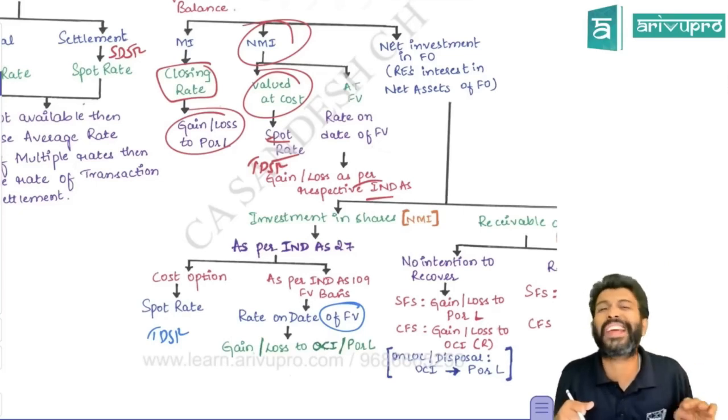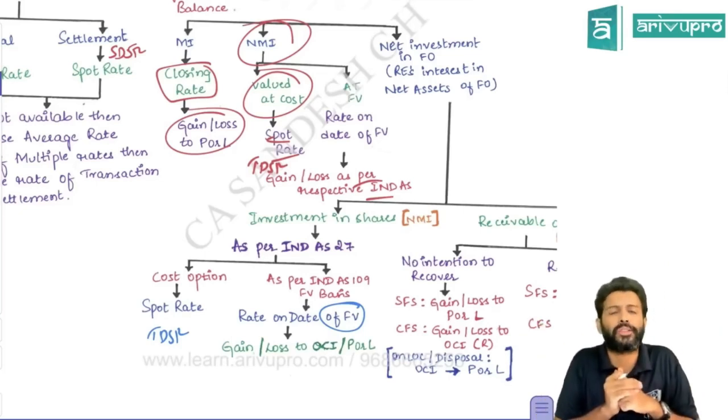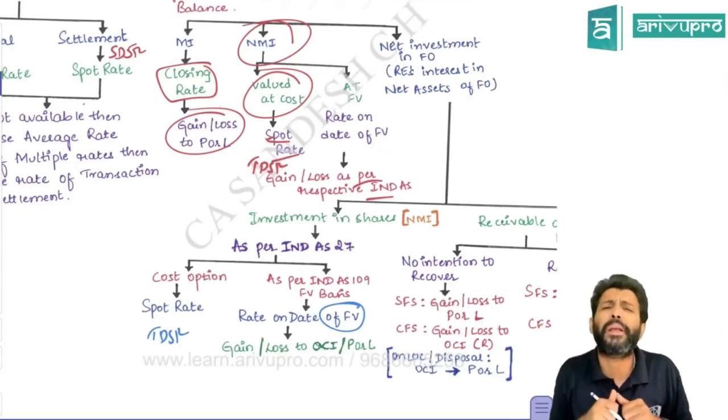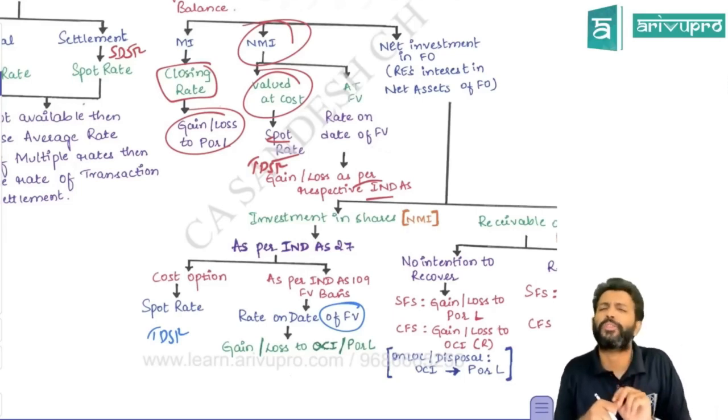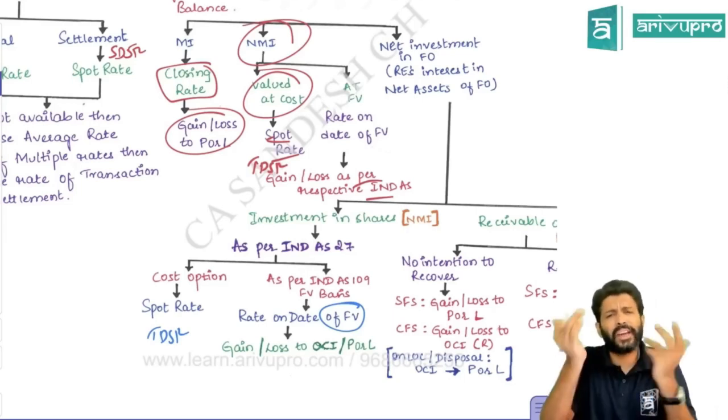So you will get some further gain or loss. So what should we do for this gain or loss? Simple. If you're going for the FVTPL method, what will you do for the gain? Transfer it to the statement of profit and loss. If you're going for the FVTOCI method, transfer the gain to OCI.